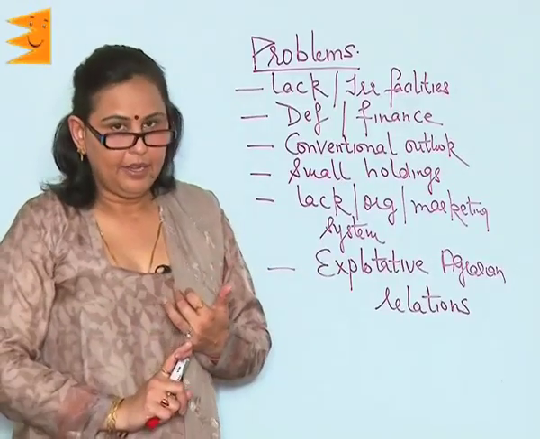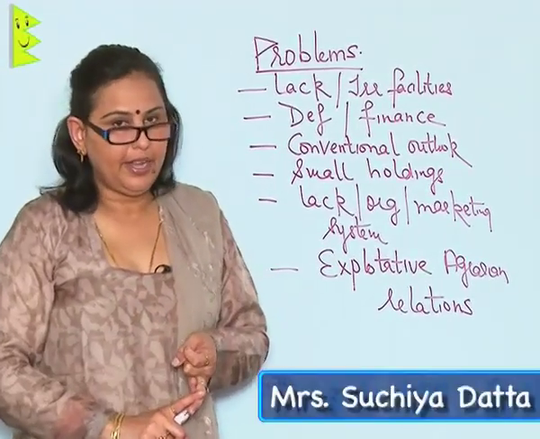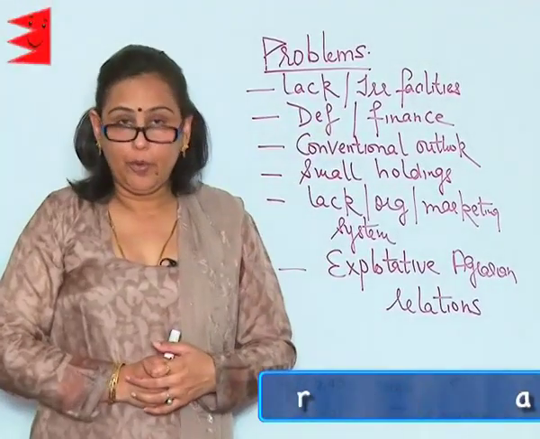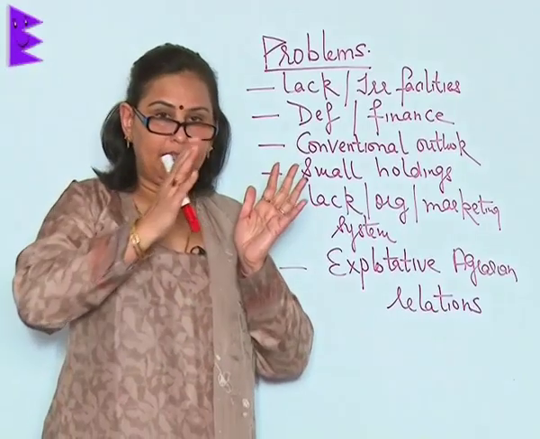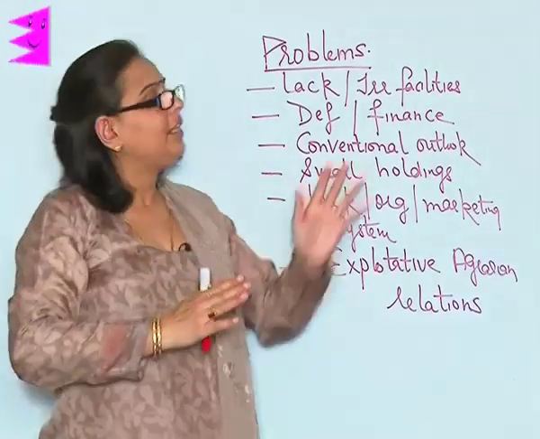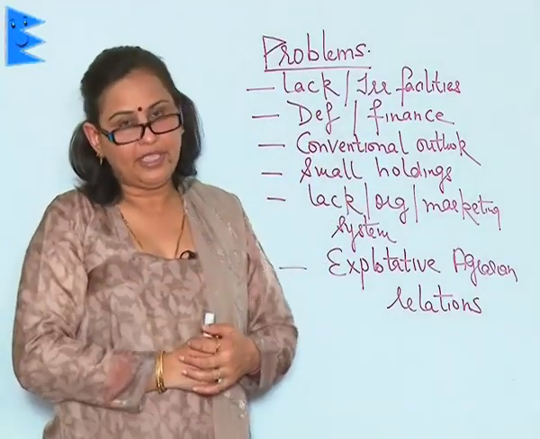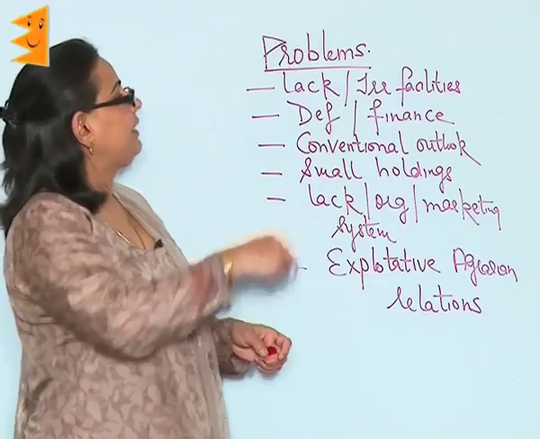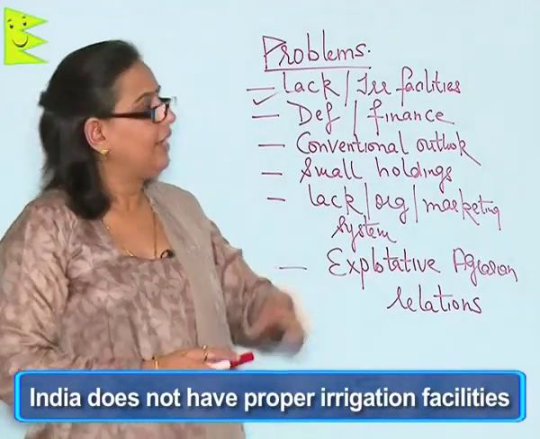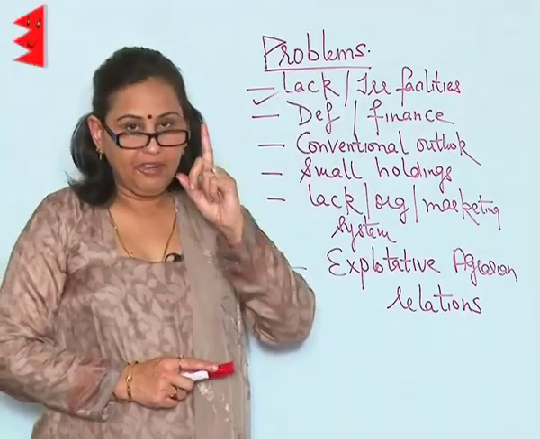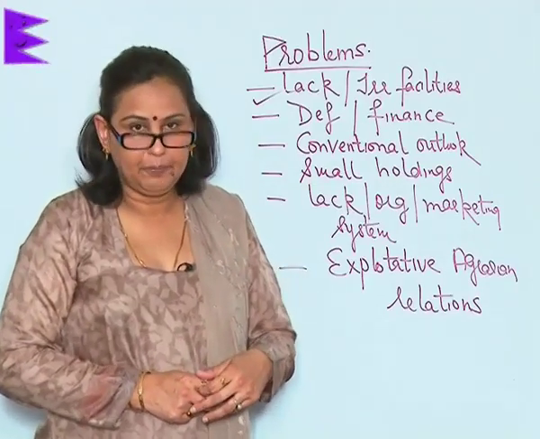We have seen the importance of agriculture, we have seen the features of Indian agriculture, and now we are going to see the problems of Indian agriculture. In fact, the features are themselves the problems of Indian agriculture. There is an overlapping of the same issue. The first is that India does not have proper irrigation facilities. This is the first problem faced by the Indian agricultural sector.